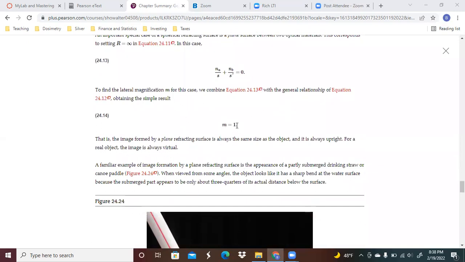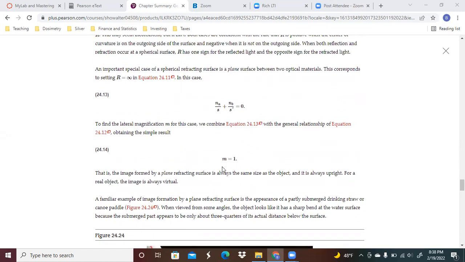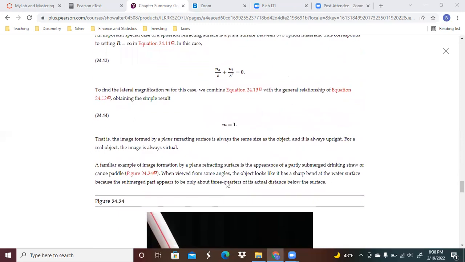So for this particular case, we end up finding that the lateral magnification ends up being 1. In other words, the image formed by a plane refracting surface is always the same size as the object and is always upright.